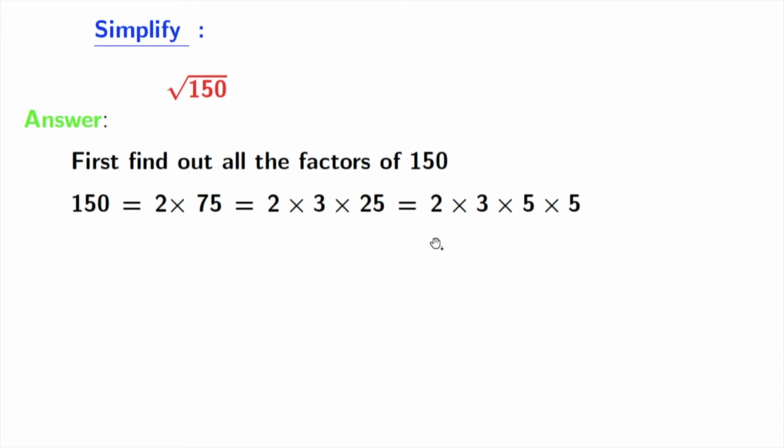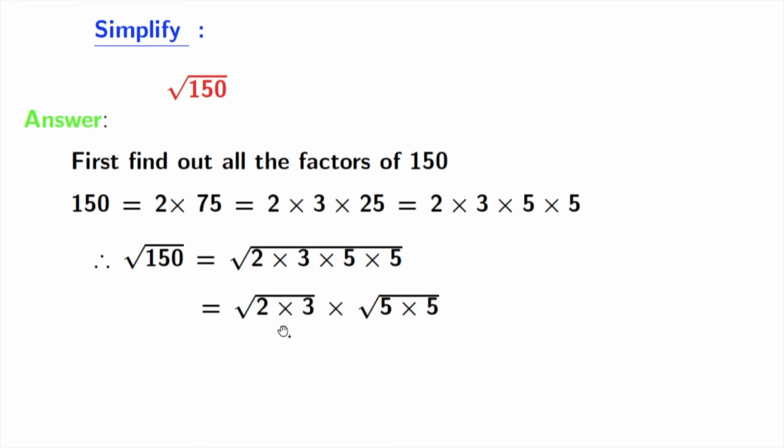And now we will take square root on both sides, and that gives us square root of 150 is equal to square root of 2 times 3 times 5 times 5. And now we will write it as square root of 2 times 3 times square root of 5 times 5. Here we have used this formula, that is square root of a times b is equal to square root of a times square root of b. And here a is 2 times 3 and b is 5 times 5.